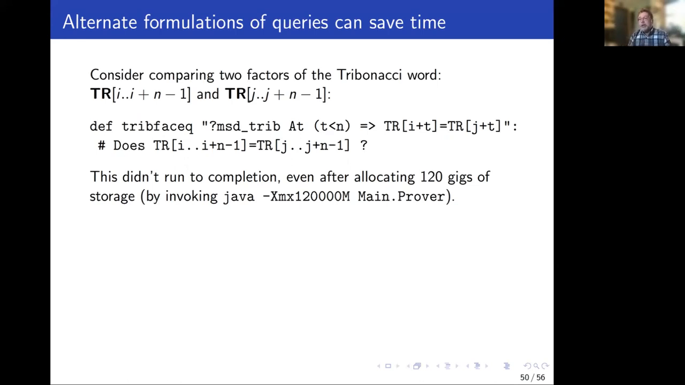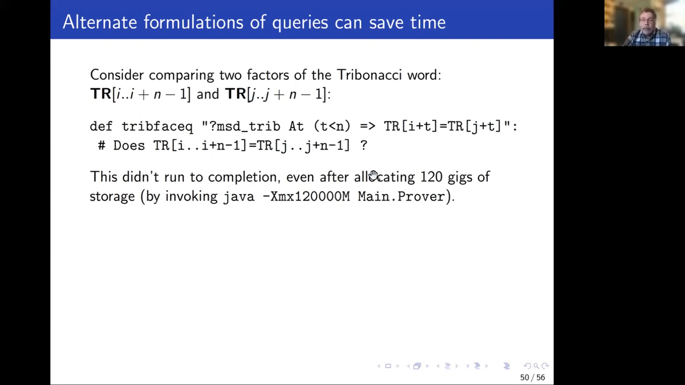So if it doesn't run to completion, you don't get an answer. You don't learn whether it's true or false. Here it's not a true-false statement; you want an automaton that can compare factors of the Fibonacci word, and it does not give you an answer. But you can often reformulate your query in some other way that will get an answer. And then the answer is surprisingly fast sometimes.